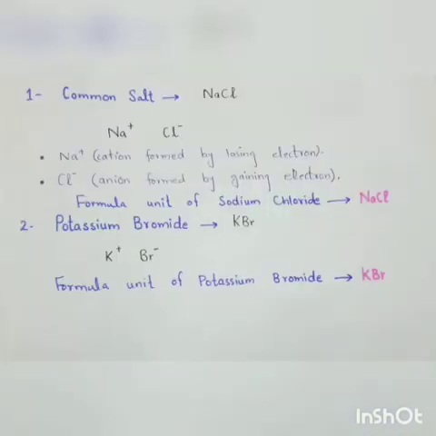Our next example is potassium bromide, which is represented by KBr. It is also an ionic compound which is formed by K+ and Br- cation and anion by losing and gaining electrons, and its ratio of potassium and bromide ion is 1:1. So we can say that formula unit of potassium bromide is KBr, which is also its empirical formula.